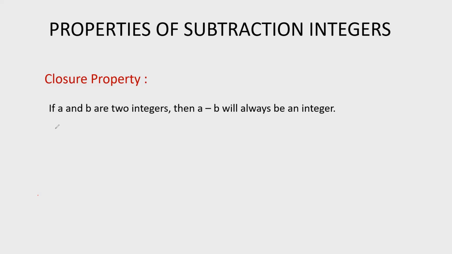Say in the first example, A is 5 and B is 3. When we subtract A minus B, 5 minus 3 is 2, and 2 is also a positive integer. Hence, closure property is satisfied over here.